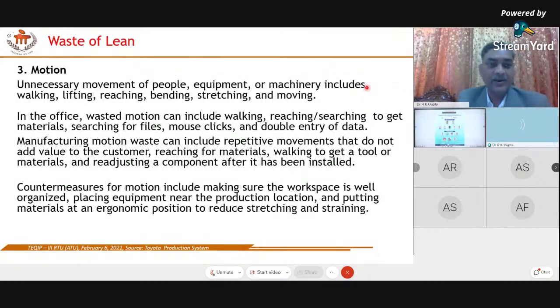Then the third part is motion. Motion means unnecessary movement of people, equipment, and machinery. It includes walking, lifting, reaching, bending, stretching, and moving. Take an example of motion in an assembly, the assembly of a nut and bolt. We take one nut, one bolt, and there are two washers. So a complete assembly includes one nut, one bolt, two washers.